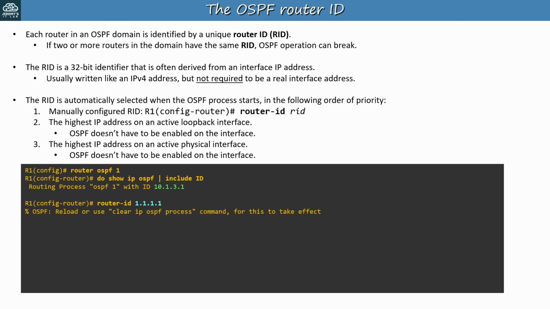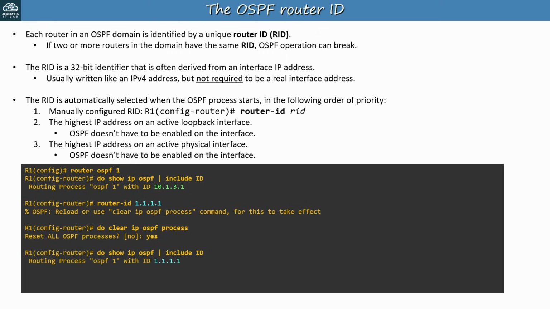Notice the message below. I have to reload the router or use clear ip ospf process for the command to take effect. So I cleared the OSPF process, and R1's router ID is now 1.1.1.1. So you're probably used to this behavior. You need to reset OSPF for the new RID to take effect.